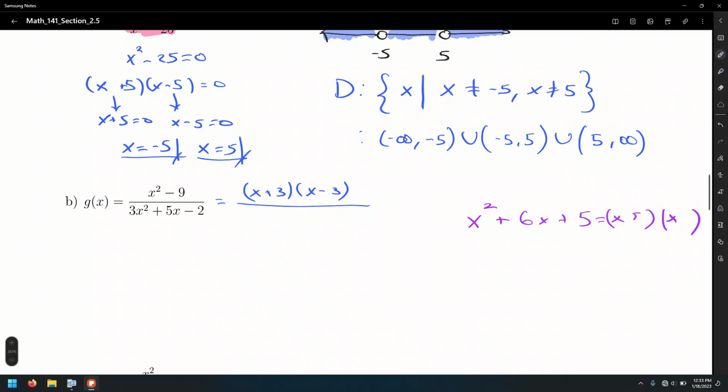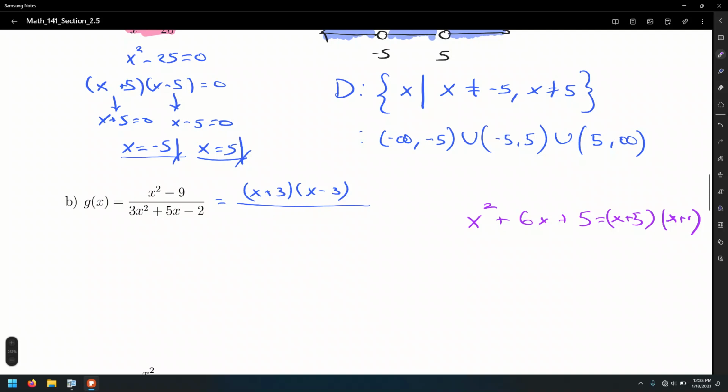5 and 1, plus 5 and plus 1, right? And that's the factoring of this kind of polynomial. However, it is this easy to factor polynomials when the leading coefficient is 1. However, in exercise B in our notes here, that's a different kind of polynomial.